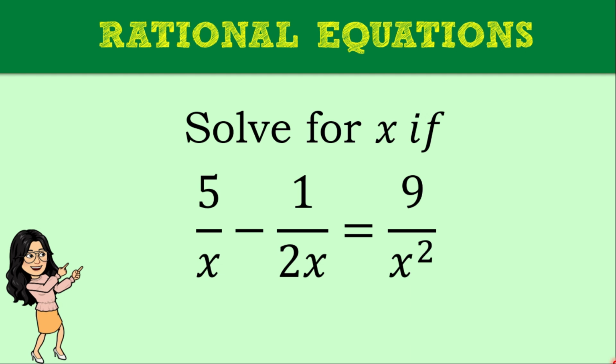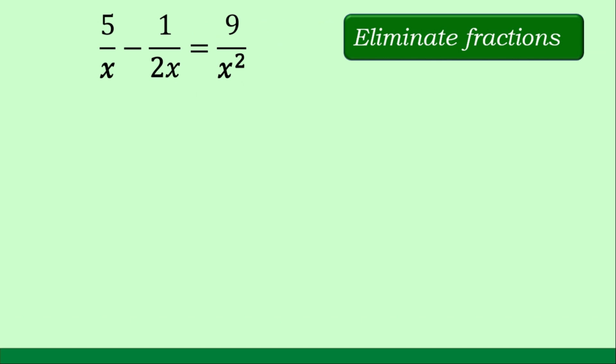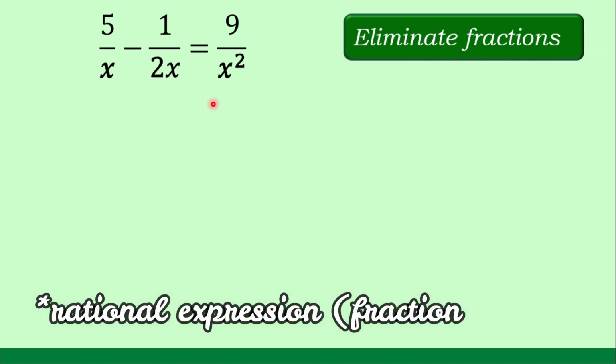Alright, to solve for this, let's look at the solution. We will start by eliminating the fractions, right? We need to check first our given. Unlike our first example, wherein we have a single fraction in the left and right side of the equation, this time it's different. We have one fraction minus another fraction is equal to a single fraction.